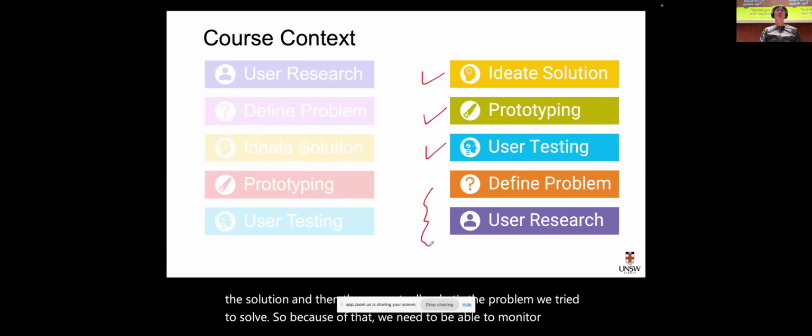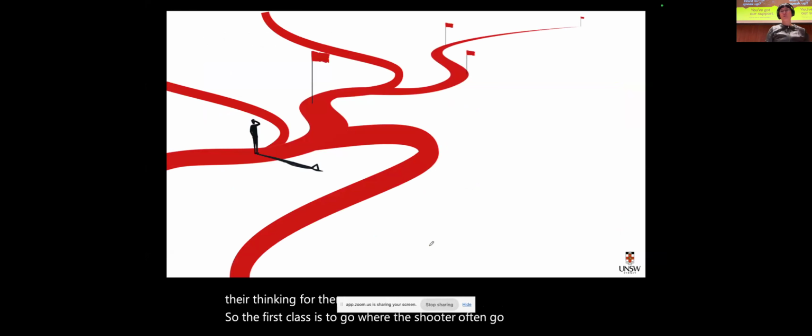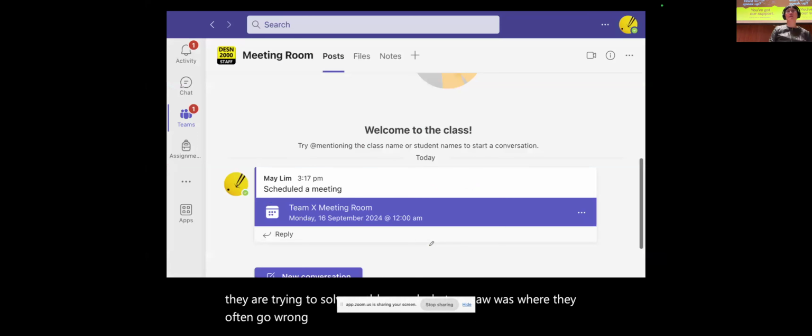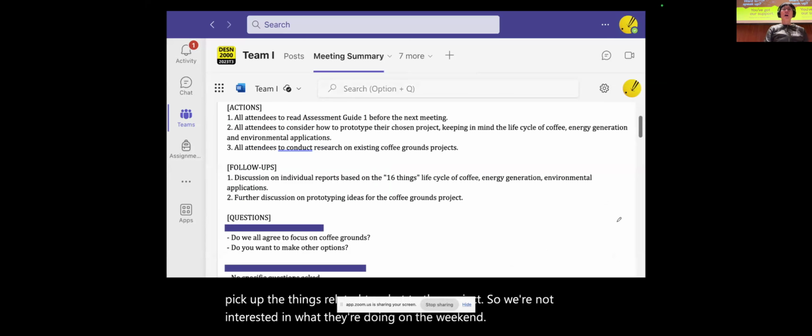So because of that, we need to be able to monitor what the students are thinking, but without stepping in and doing the thinking for them. So the first place is to go where the students often go wrong when they are trying to solve a problem. And what we saw was where they often go wrong is in meetings. In the first meeting, they come together, they talk to each other, they try to work out what the project brief is about, what the assessment is about, and then they start to make decisions. So we captured the transcript from all these meetings, and then we pushed it through ChatGPT to analyze what the students are talking about and only pick up the things related to the project. We're not interested in what they're doing on the weekend. And it was able to do that.